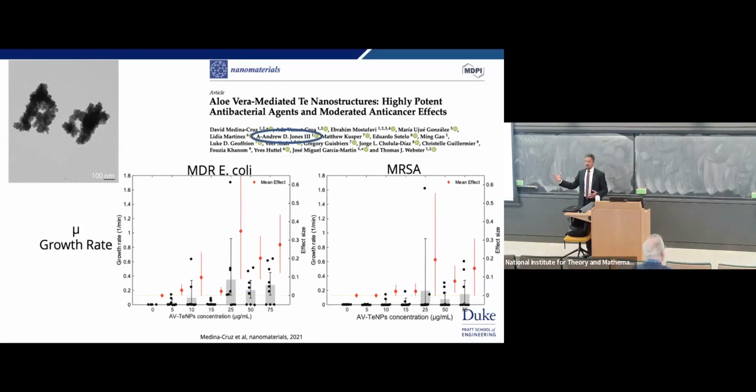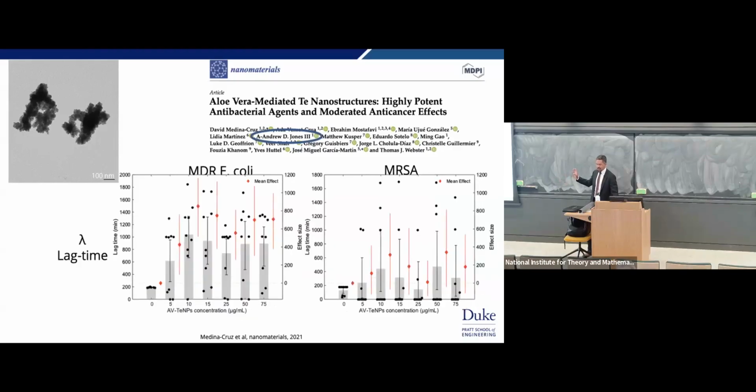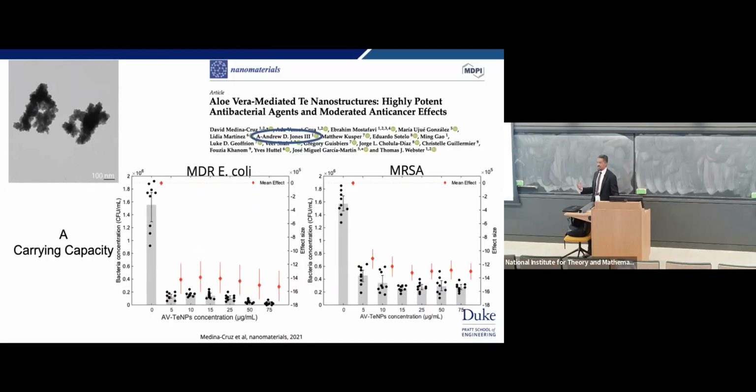With growth rate, there is no dependence on concentration. There is dependence on concentration. With carrying capacity, there's no dependence on lag time, there's no dependence on concentration. And with carrying capacity, there's no dependence on concentration for this newly derived aloe vera-mediated tellurium nanoparticle. Concentration dependence is one of those things where we can say, okay, bacteria shouldn't be able to develop resistance if there's a concentration dependence on these two parameters.